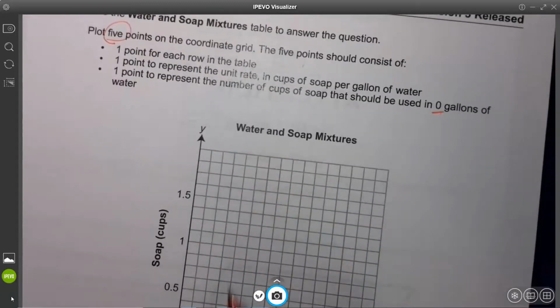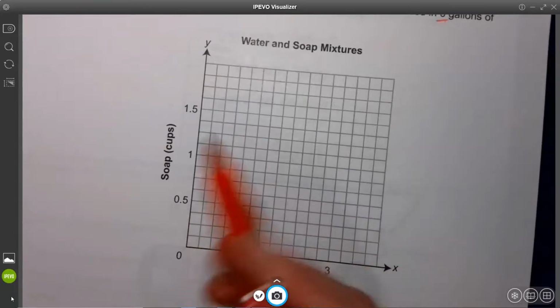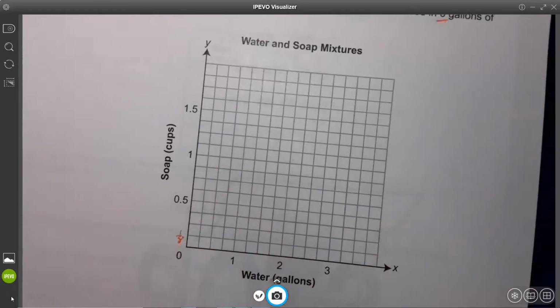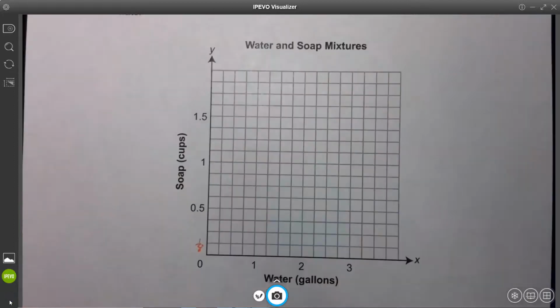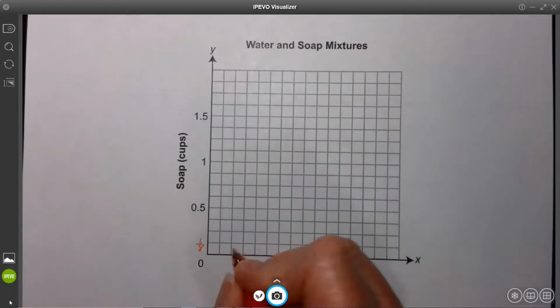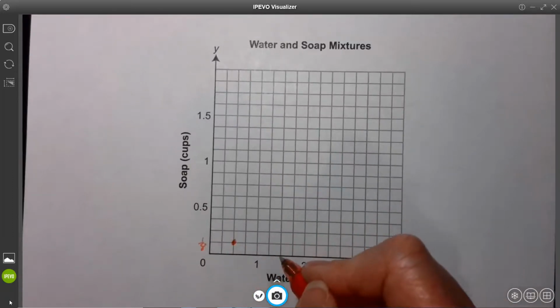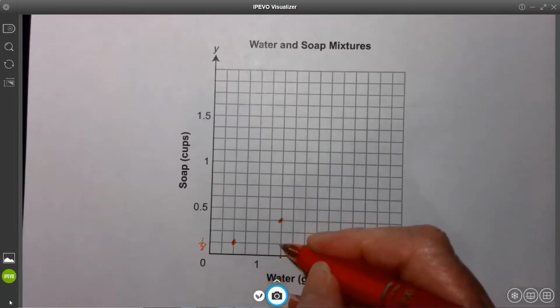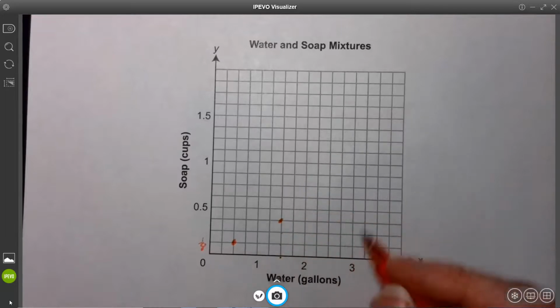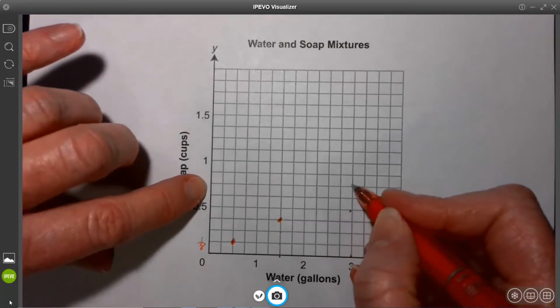On this table, figure out if this is 1/2, this is 1/4, so this is 1/8. I'll help you. That's 1/8. You can figure out these, okay? So I want you to plot those points from this table onto that grid. Go. Okay, so if you plotted those points, we know that 1/2 and 1/8 is our first point. Then we go to the next one on the table. 1 1/2 is 3/8. Remember, this is 1/8, 2/8, 3/8. Our next one was 3, and that was 3/4. So if this is 1/2, then this is 3/4.